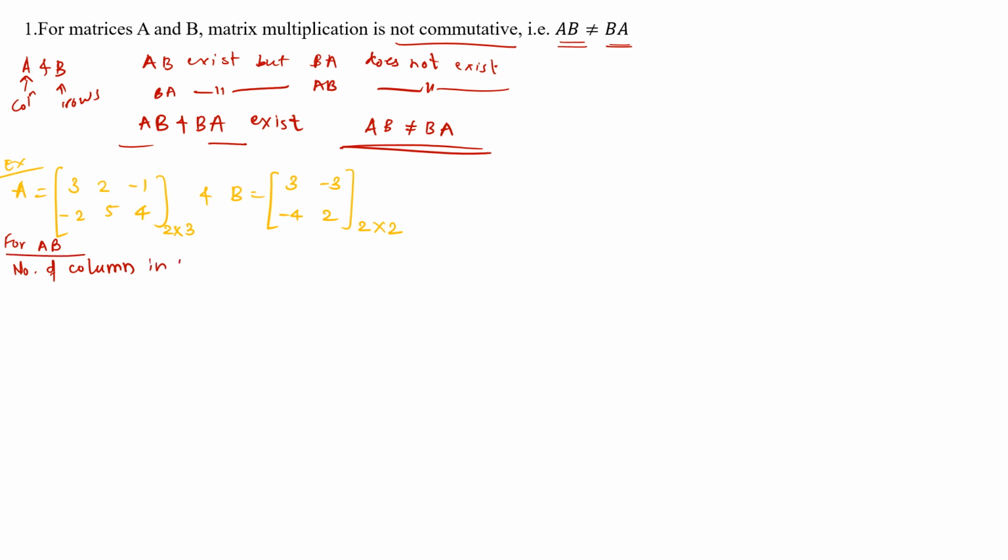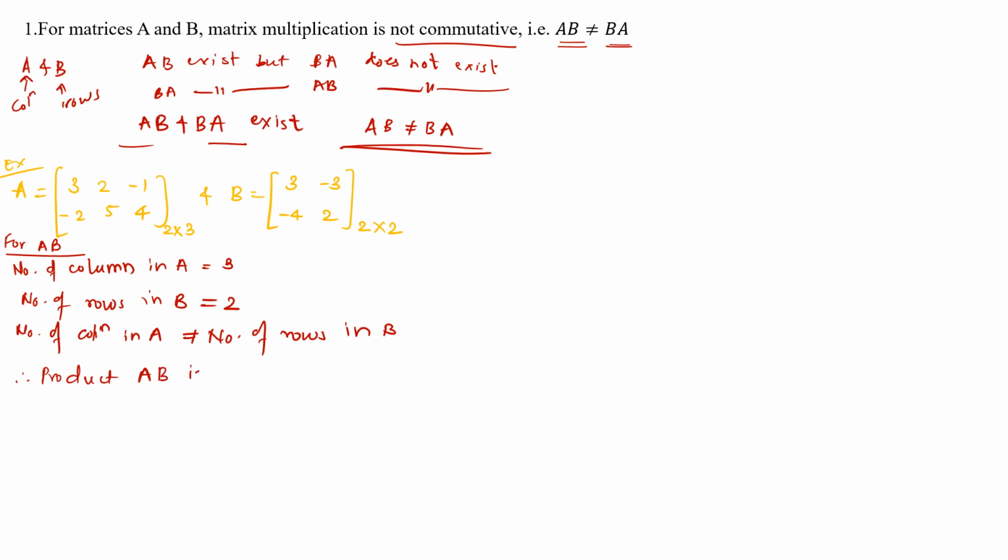Number of columns in A कितने हैं? Number of columns in A is equal to 3 and number of rows in B is equal to 2. So this does not match. Number of columns in A is not equal to number of rows in B. This means that the product AB is not defined. It will not exist.